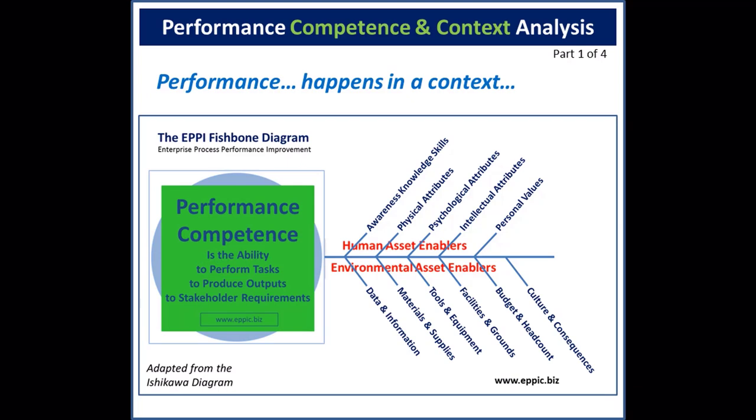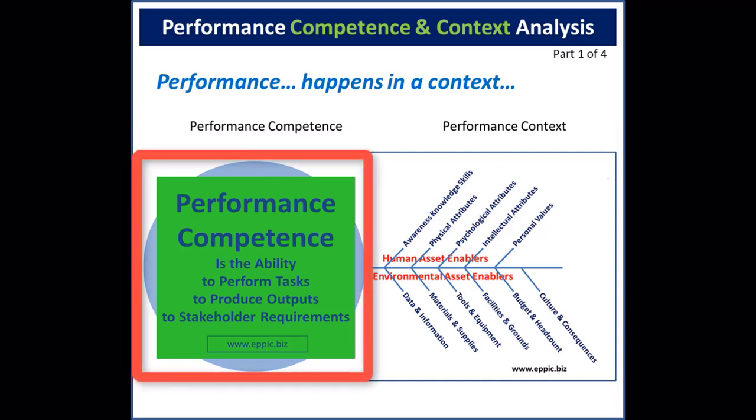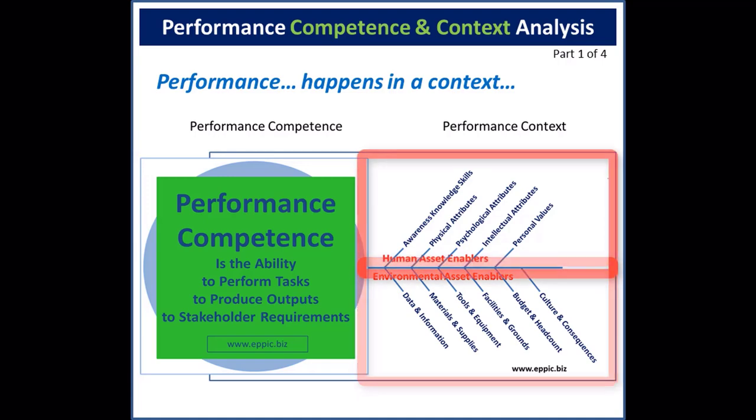Now, performance competence could have been performance capabilities or other words, but I used the word competence based on the work of Tom Gilbert, the late Tom Gilbert, in his book, 1978, Human Competence. Performance depends on three variables, in my view. One is the process itself. Two, the environmental enablers. And three, the human enablers.